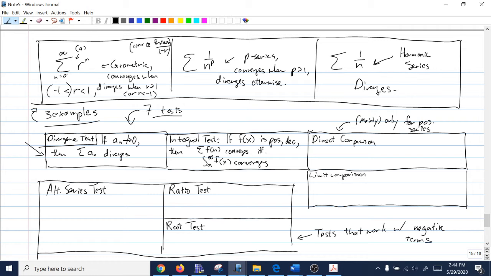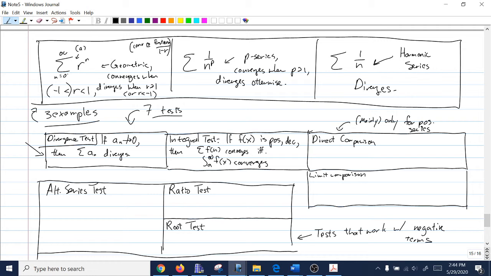And now we have tests. So those are specific series that we're allowed to say, hey, I know this converges, I know this diverges. They are things that we just know. We're going to end up with 7 tests. I'm going to leave this page up so that I can put the shorthand versions of all those tests in here as we fill them in.